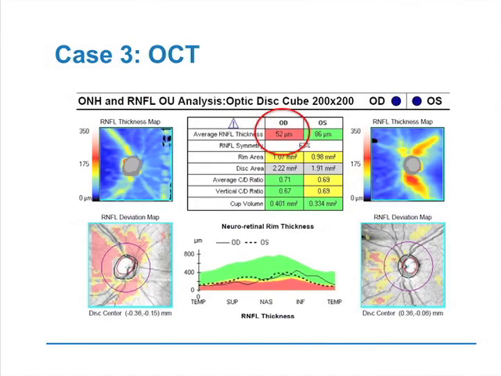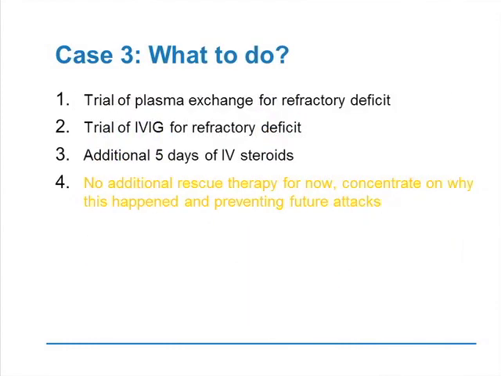In this case, I want to point out to you, as circled in red, that there is already substantial retinal nerve fiber layer or axon loss in the right eye compared to the left. And so in this case, I advocate for choice number 4, that is no additional rescue therapy for now. Concentrate on why this happened and prevent future attacks. The reason why this is, is that treatments such as plasma exchange are relatively invasive, and do carry some risk associated with them, as well as IVIG and even IV steroids.